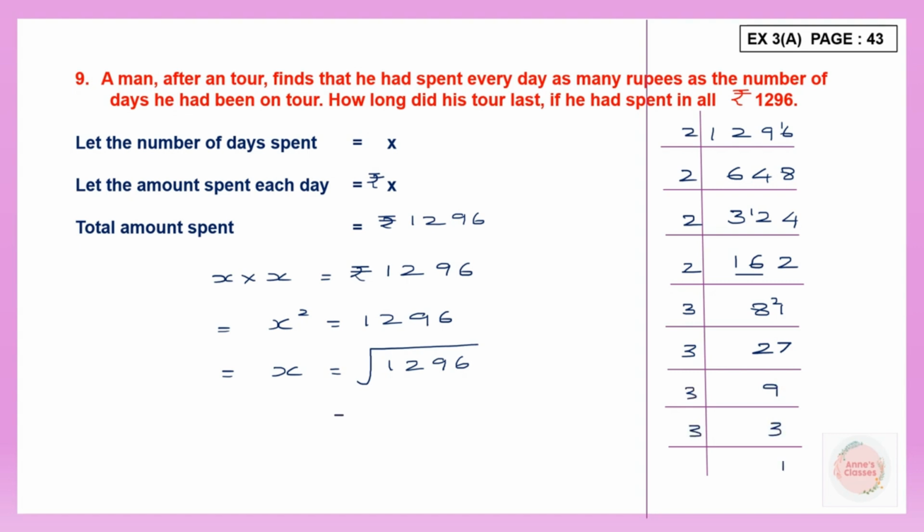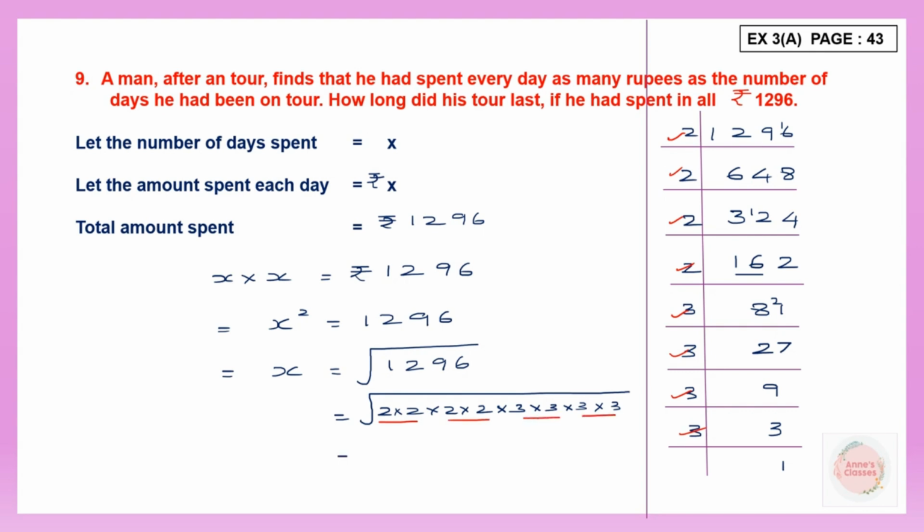So now to find the square root of this, let's put all the prime factors inside. We have how many 2's? Let's count the 2's. 1, 2, 3, 4 2's. So let's write that 1, 2, 3 and 4. And how many 3's do we have? 1, 2, 3, 4. 4 3's also. So let's write that 1, 2, 3 and 4. The next step is pairing them. So let's pair them up.